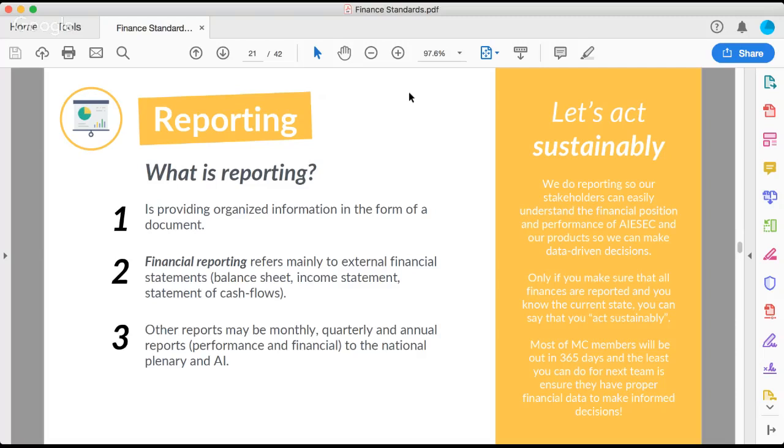Now, next is reporting. What is reporting? Reporting means that we are showing to our internal and external stakeholders how we did financially. So it's providing organized information in the form of a document. Financial reporting refers mainly to external financial statements, the ones that already were mentioned before, and on what basis are we reporting to the National Plenary and AI.